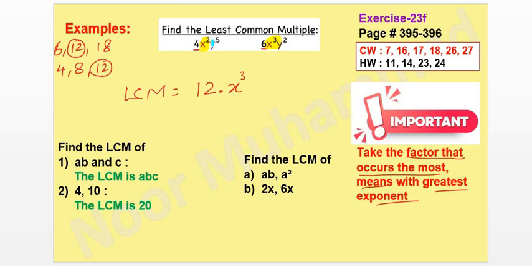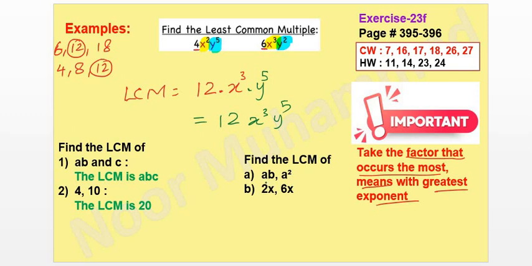Then I will compare y5 with y2. So which one is occurring the most or which one has the greatest exponent? It's y5. So I will take over here y5. So finally the answer will become 12x cubed y5. Right? Okay, now look at the examples here.